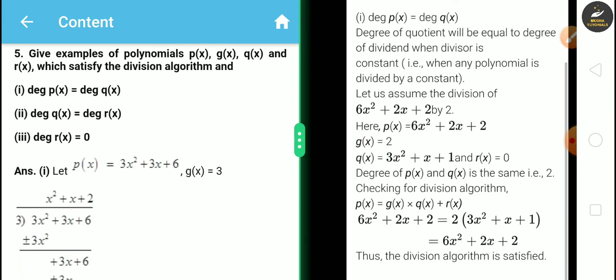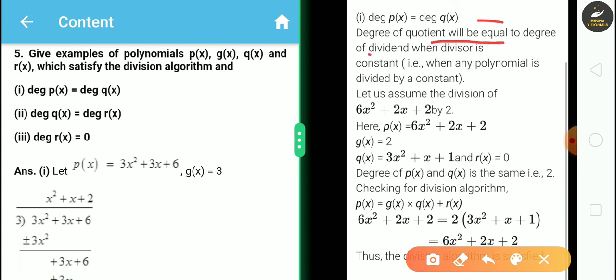So first condition is degree of p of x is equal to degree of q of x. Okay, now degree of p of x means degree of the polynomial, and degree of q of x means degree of the quotient. If you want both degrees equal, then you have to divide the polynomial by a constant. Okay, so degree of quotient will be equal to degree of dividend when divisor is constant, that is, when any polynomial is divided by a constant. So let us assume the division of 6x square plus 2x plus 2 by 2. Okay, this I have assumed, but you can also assume any polynomial and any constant.